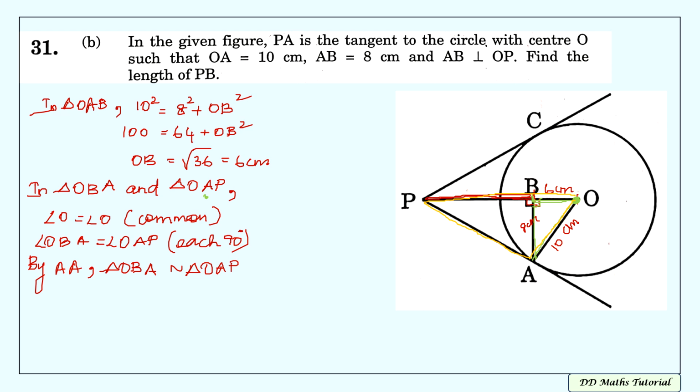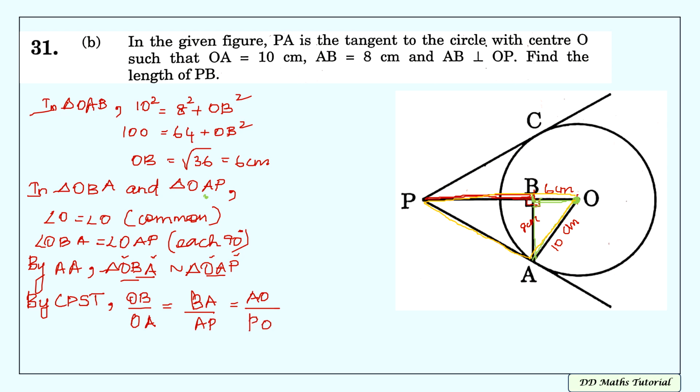Now we will use CPCT, corresponding parts of similar triangles. We will have the sides in the same ratio. So instead of looking at the diagram and writing the sides, we can look at this order and write it. So it is OB by OA, using the first two letters. This is a simpler way to write the corresponding parts of similar triangles. So BA by AP, and the same way the other two will be AO by PO.